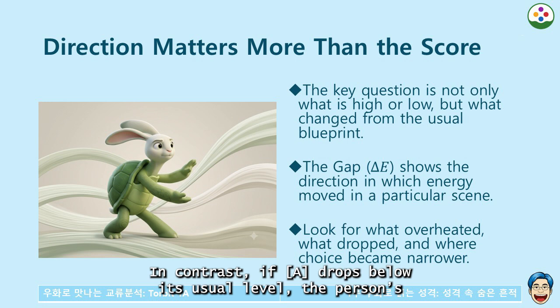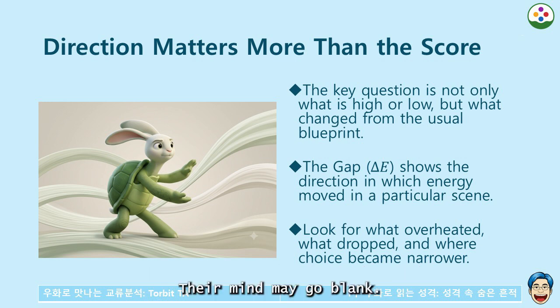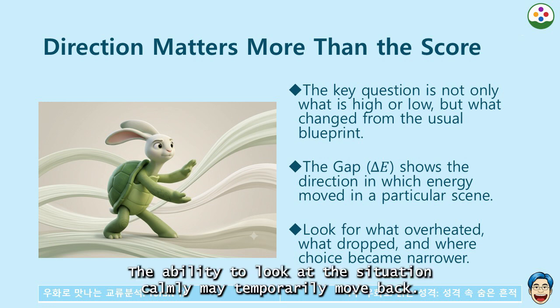In contrast, if A drops below its usual level, the person's normal ability to observe and organize may have weakened under pressure. Their mind may go blank. Words may become difficult to organize. The ability to look at the situation calmly may temporarily move back.